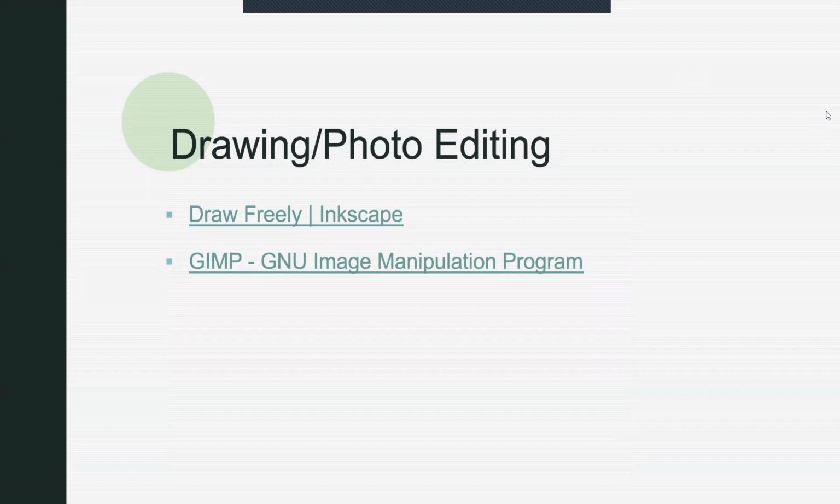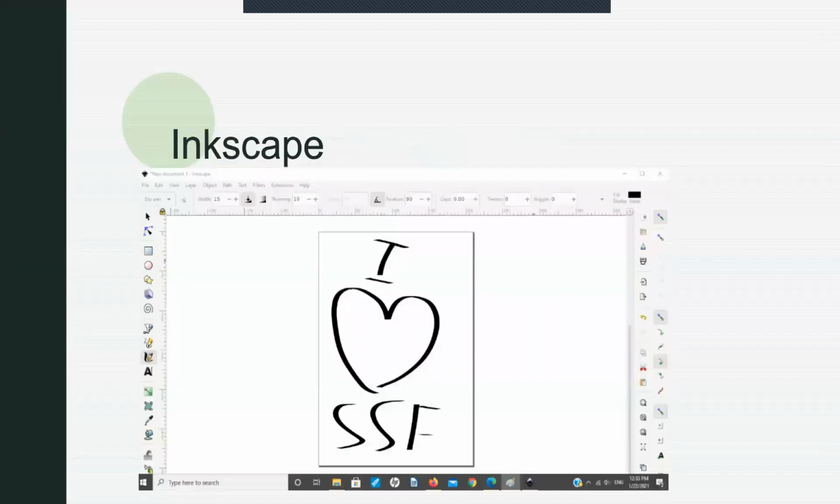So for drawing and photo editing, I did talk about both of these briefly in the Photo Tools workshop as well, which are Inkscape and GNU Image Manipulation Program, also known as GIMP. Inkscape looks something like this, and it's a drawing program, but specifically it's a raster drawing program. Now what that means, sorry, it's a vector drawing program. Got it the wrong way around.